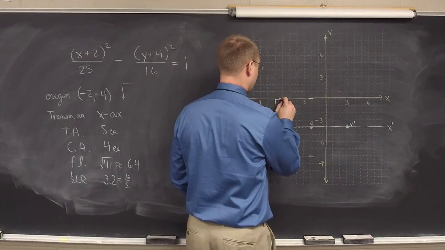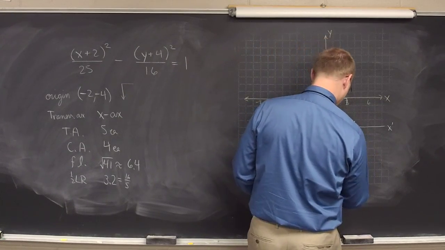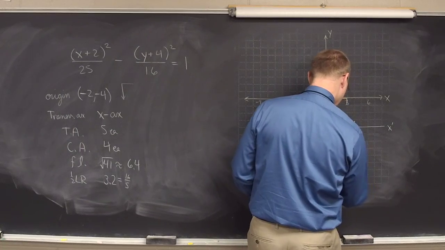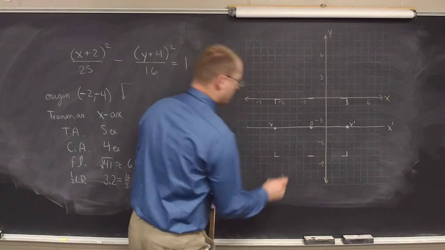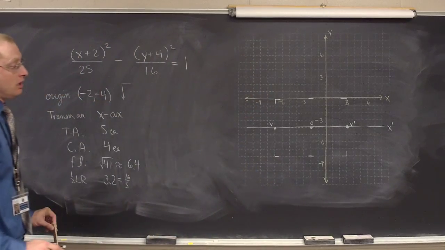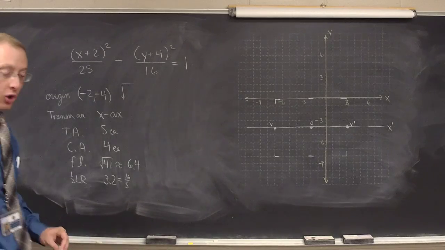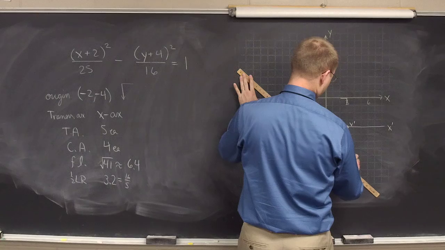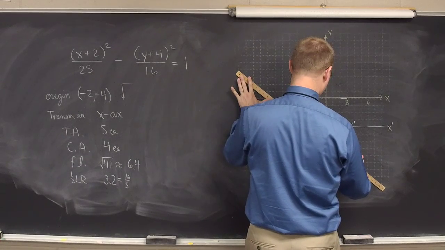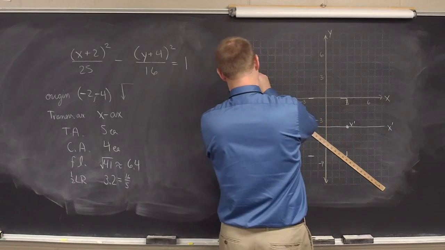So there's a corner, there's a corner, there's a corner, and there's a corner. Again, this one is not nearly as, almost square, right? Not quite, but almost. And draw your asymptotes through the corners.